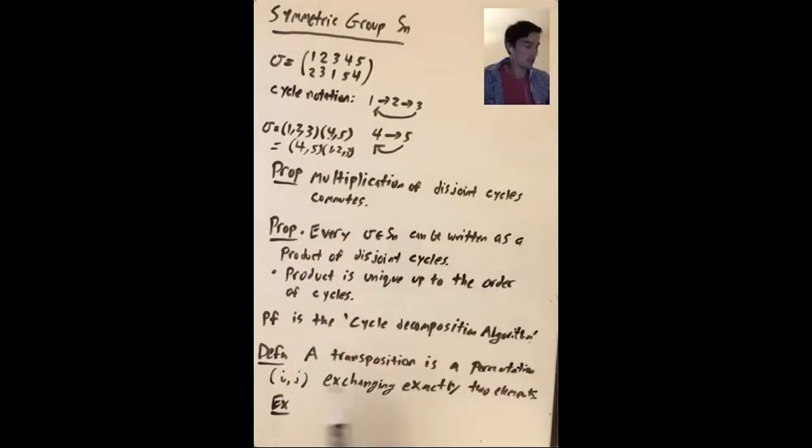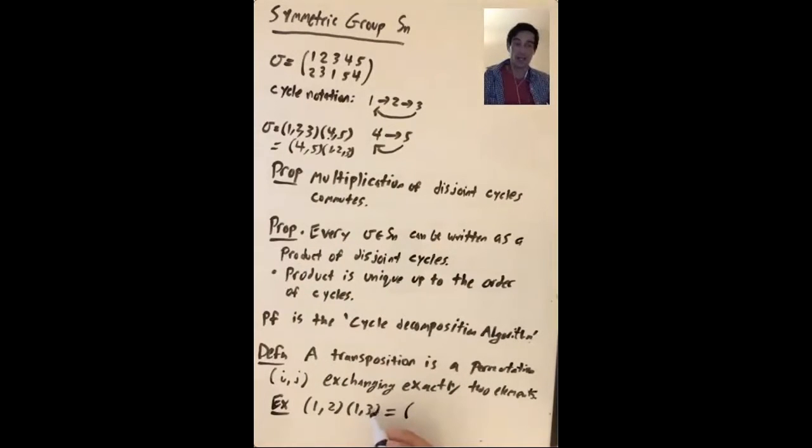There's a special kind of cycle that I want to talk about called a transposition, which is a permutation that switches two things and leaves everything else exactly where it is. So say it switches i and j. Let's look at something like (1 2) times (1 3). How do you determine what this is? Well, 1 gets sent somewhere. So 1 goes to 3.